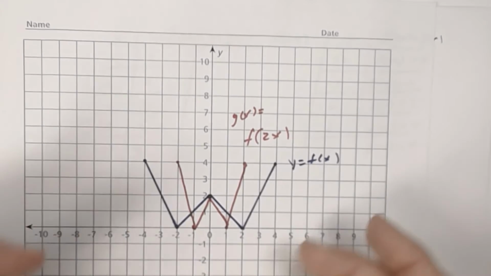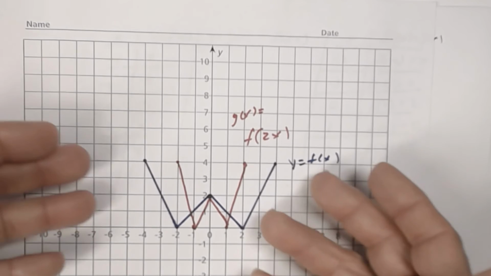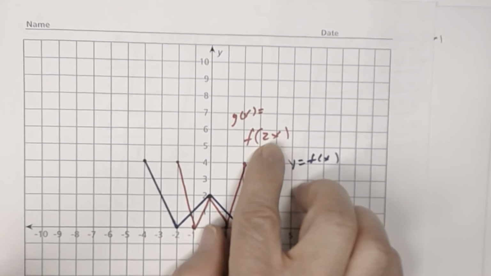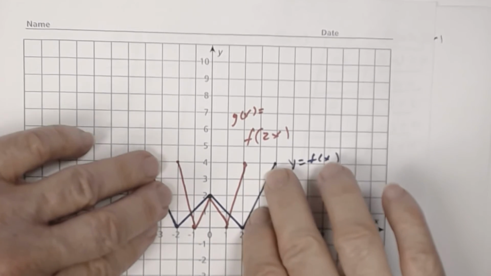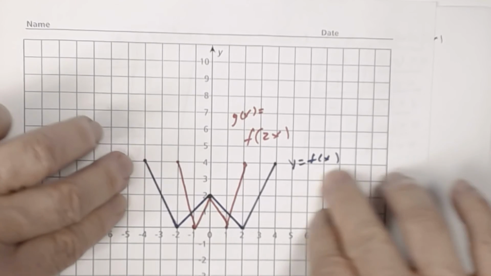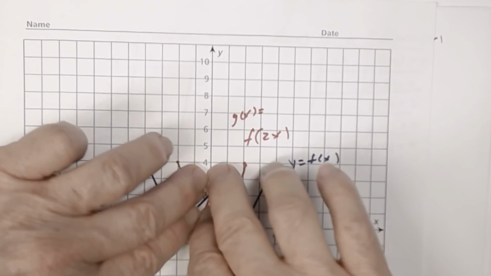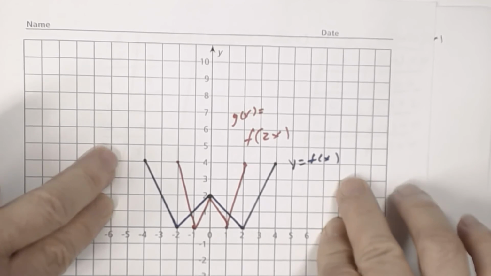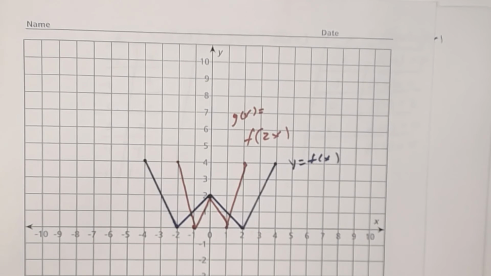So whenever you have f of c times x, then c is going to be either a horizontal shrink or a horizontal stretch. So you're either going to make it look smaller or look bigger. Okay? So let's go ahead and look at this, and then we'll come back and summarize it.